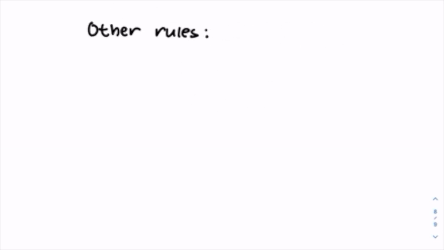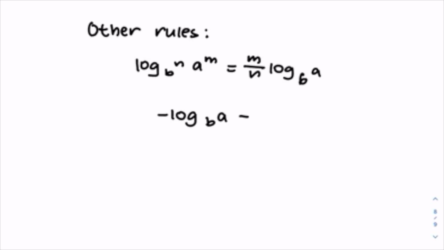Some other rules would be where log base b to the power of n of a to the power of m equals m divided by n times log base b of a. There's also another one where negative log base b of a equals log base b of 1 over a, which alternatively could be written as log base b of 1 over a.